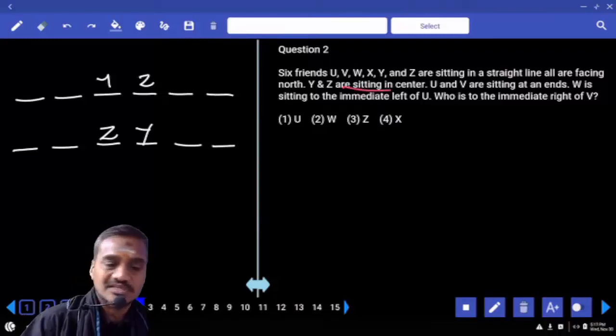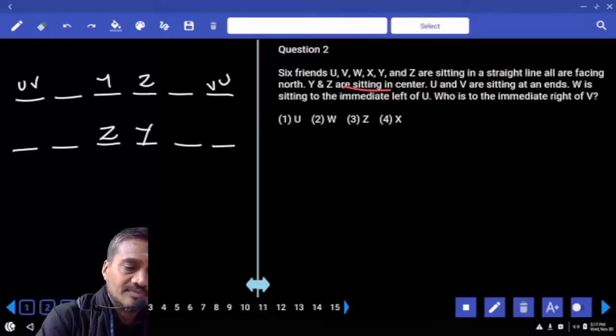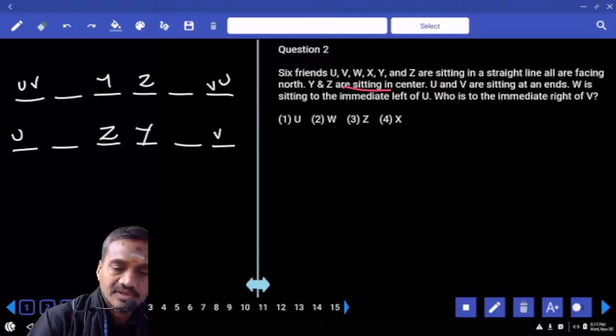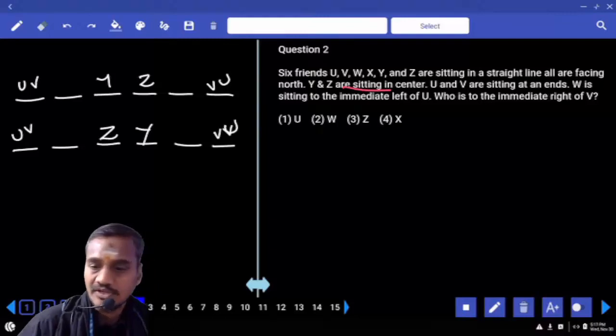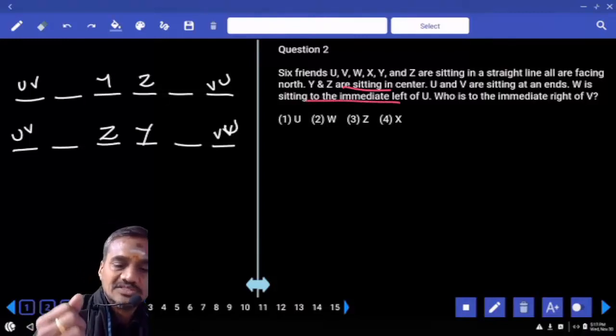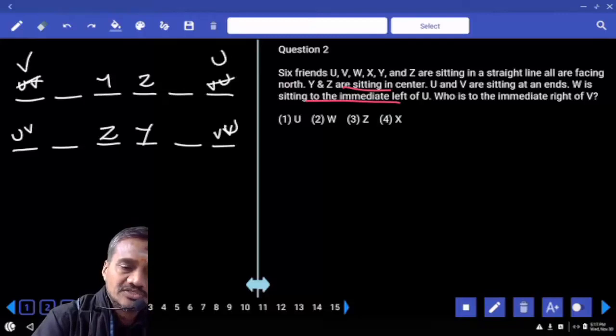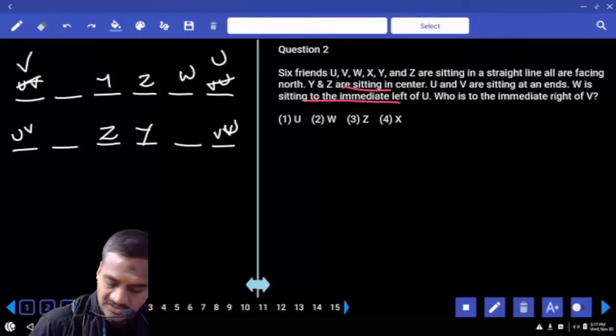U and V are sitting at the ends. If U is here, V will be here, or if V is here, U will be here. W is sitting to the immediate left of U. As W is to the immediate left of U, U cannot be here. V is here and U is here, W will be at this place. And who is the other person left over? X is the person left over.